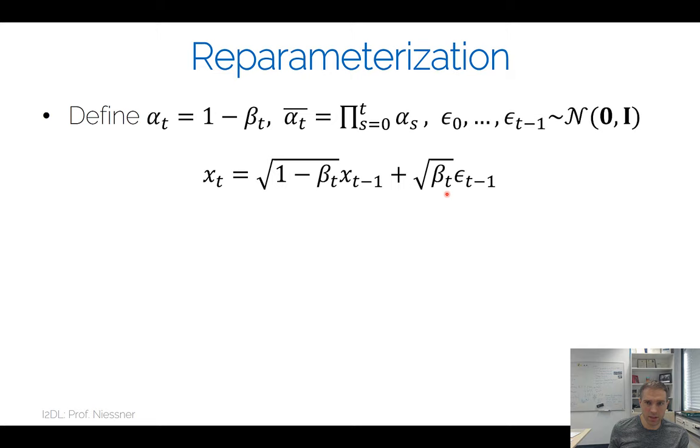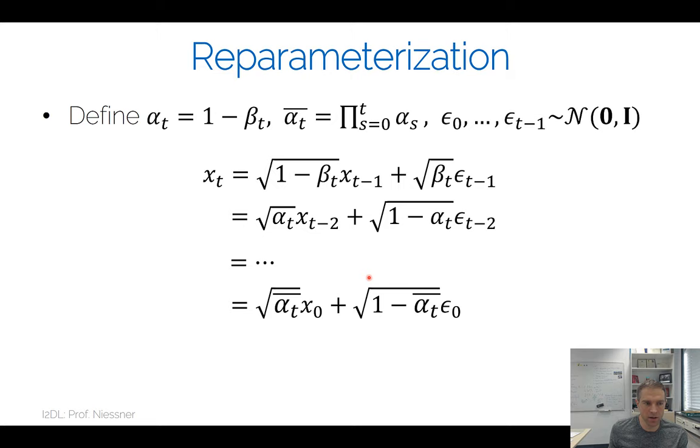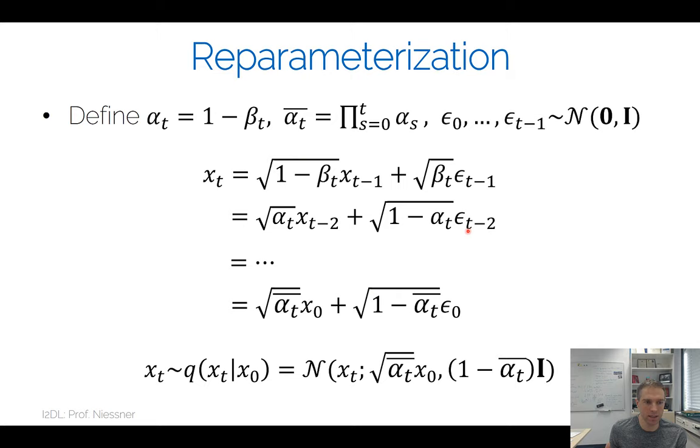Okay, and now this becomes a recursive process, right? So now you're doing this over and over again. We know that x of t is dependent on x of t minus 1, which in turn is dependent on x of t minus 2, and so on, right? So you just have this recursive process that you iteratively apply. And the idea here is that you can reparameterize this with this alpha and end up with this formulation here. So in this case, you can say within one step, I can go from x0 to xt. That's the whole point. So you can rewrite this recursive formulation as a single sampling step.